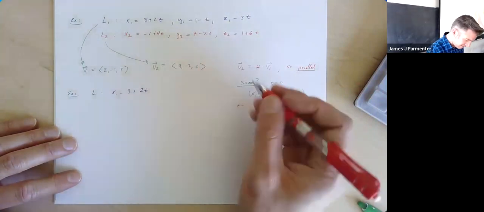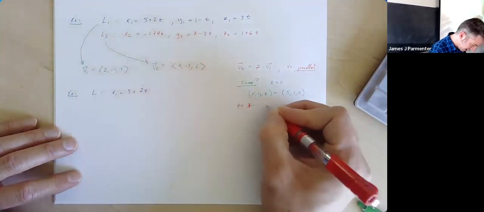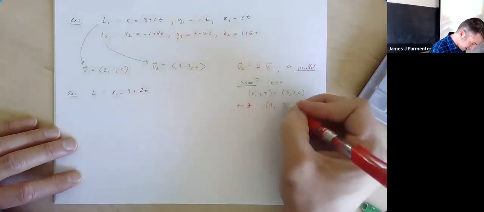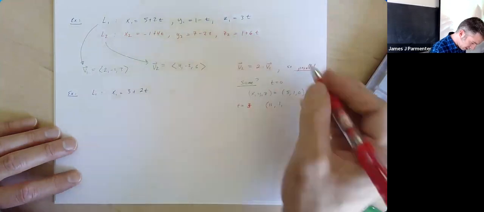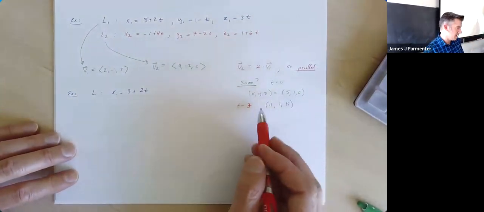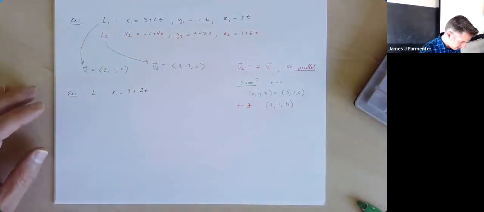Sorry, if I set t equal to 3, I get the point -1 plus 12, 7 minus 6, and 1 plus 18. And clearly the y coordinates match up, but the others don't. So yeah, not the same.